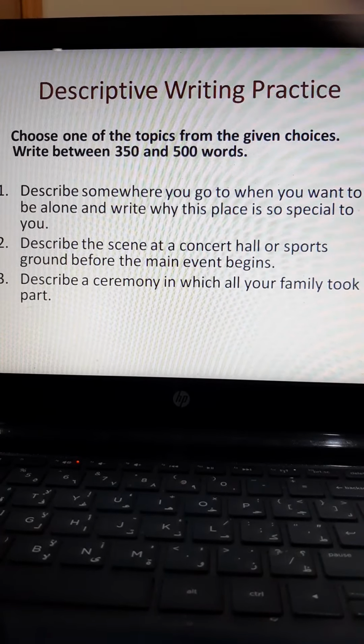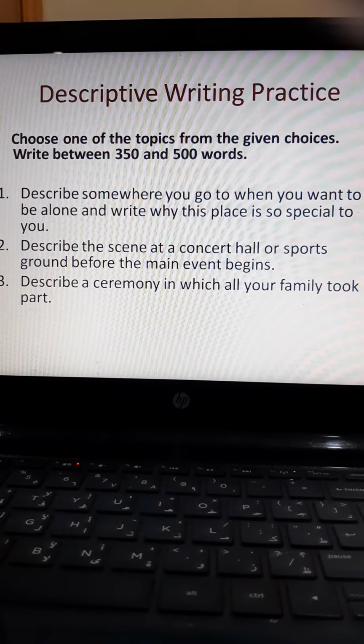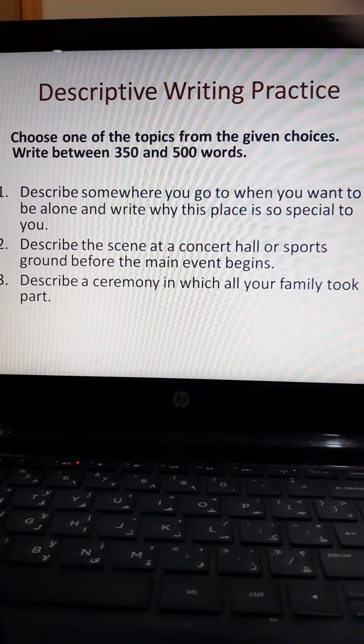And number 3, describe a ceremony in which all your family took part.